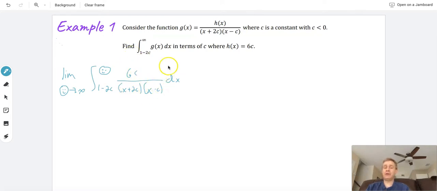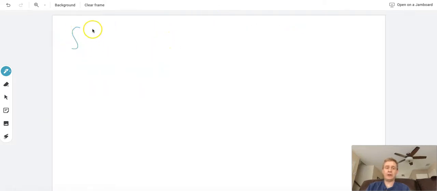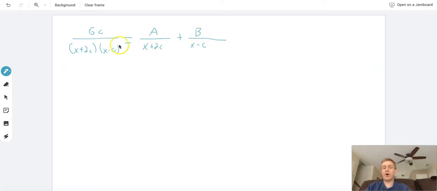To help find that antiderivative, I'm going to go off to my next page, off to the side, and break down the fraction. I'm going to take my integrand and decompose this fraction into two smaller fractions. It's nice that the denominator is already factored, so we can write this as the sum of two fractions. The first fraction has denominator x plus 2c. The second fraction has denominator x minus c. And the numerators, we don't know what they are at the moment, but that's what we're going to try and solve for.